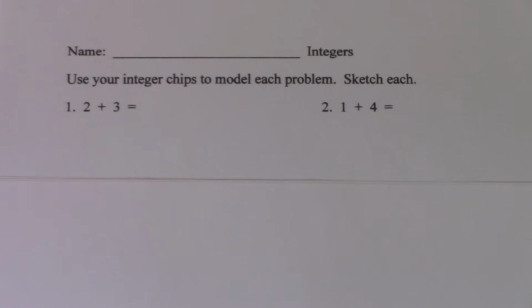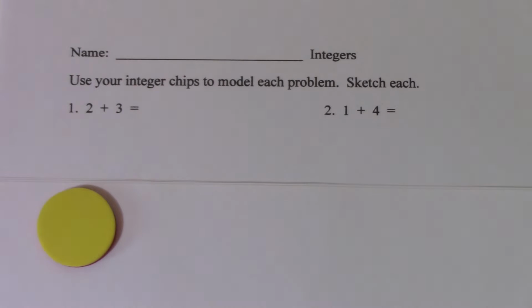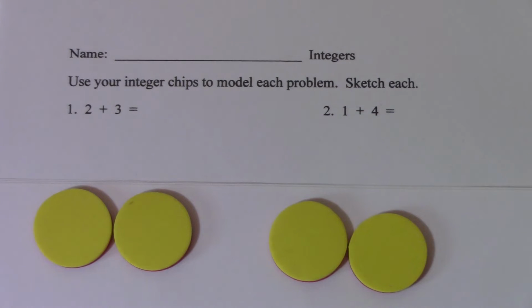Now, in order for people to figure out the rules for themselves, they're going to have to notice a pattern. In order to notice a pattern, you have to have all the problems like each other so they can see what's going on. So for the first problem, we have 2 plus 3. We can model that with 2 positives and then 3 more positives. And then we see that we have 5.